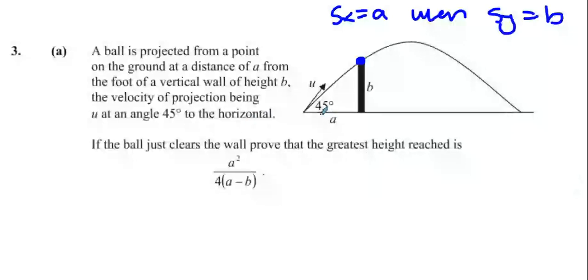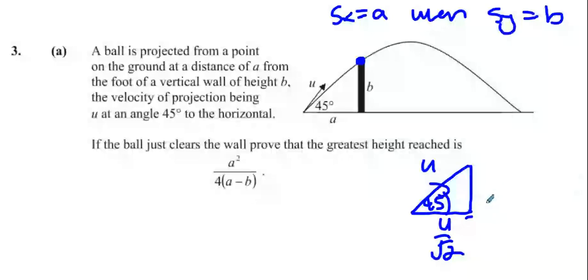The velocity is at 45 degrees, so we can change that right away, can't we? So what can we say the adjacent is? Adjacent side? u cos 45, which is u over root 2. And u sin 45 is also u over root 2. The calculator might have it as root 2 over 2. Yeah. Right.